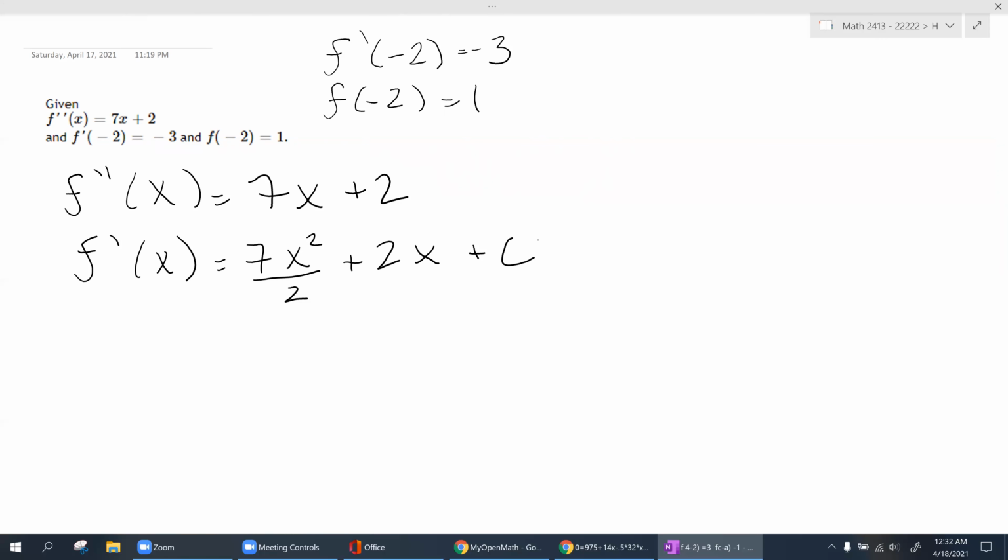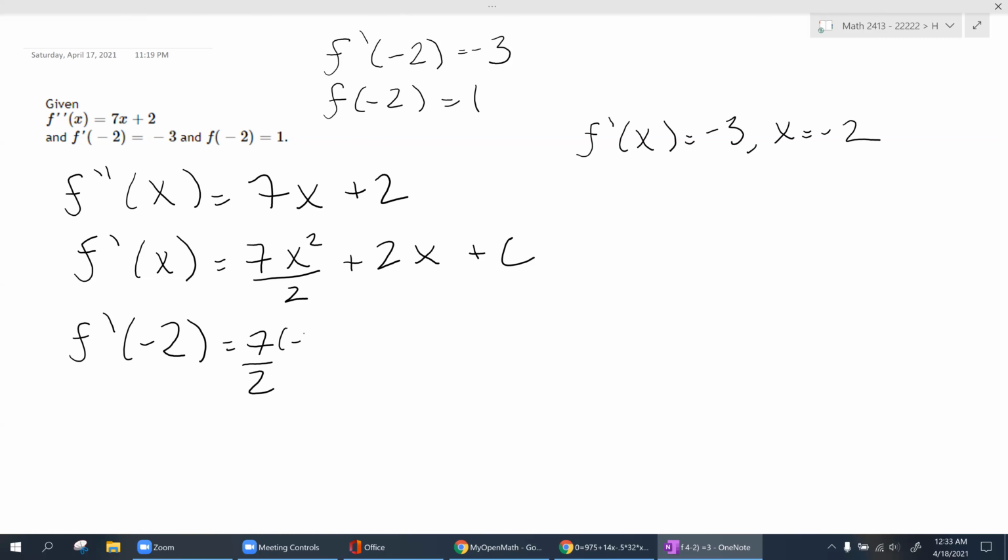So this is the formula for my first derivative, and I was given initial conditions. My initial condition stated the first derivative is equal to -3 when x is equal to -2. So I'm going to go ahead and plug that in. So this is f of -2 is equal to 7 over 2 times -2 squared, every x is -2. And why do I want to do this? Because I want to solve for c.